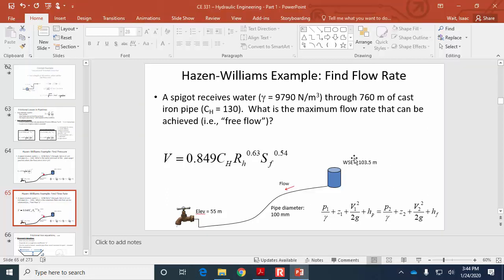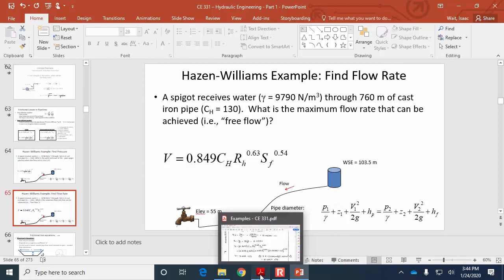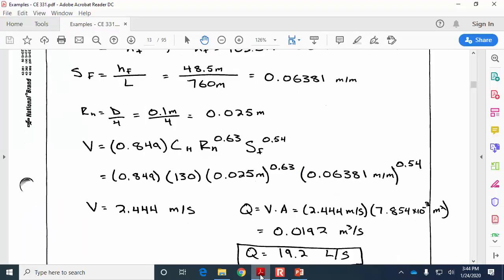What if the tank starts to empty? So right now the water elevation in the tank is 103.5. What happens when the water elevation gets a little bit lower? How is that going to affect our flow velocity? It's going to go slower. How come? There's less force pushing it through the pipe.